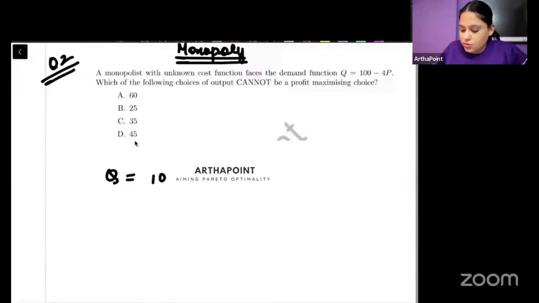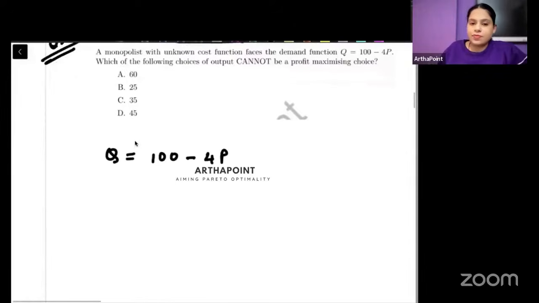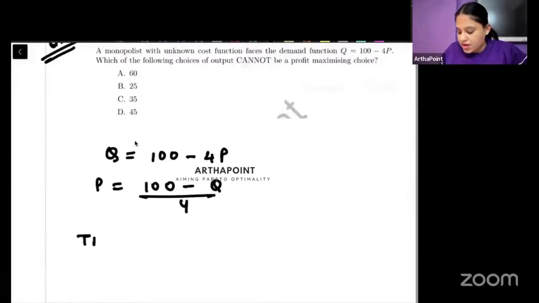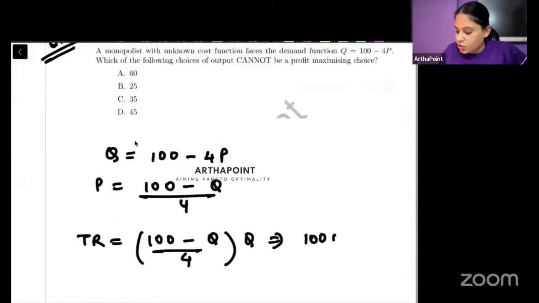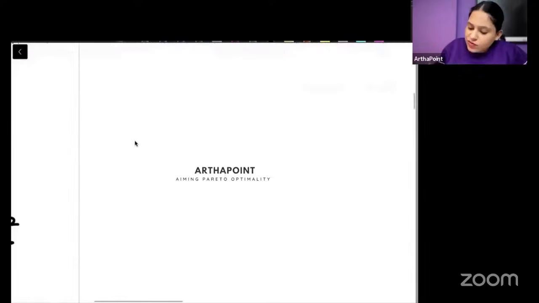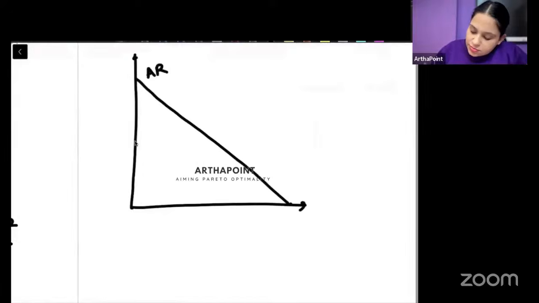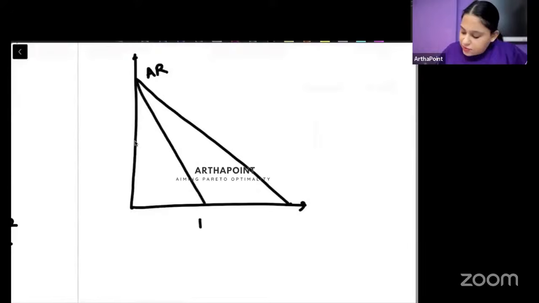Q is equal to 100 minus 4P. P is equal to 100 minus Q by 4. TR is equal to 100 minus Q by 4 into Q, which is 100Q minus Q square by 4. Now there are two ways. Look here. This is your AR curve. This is your MR curve.